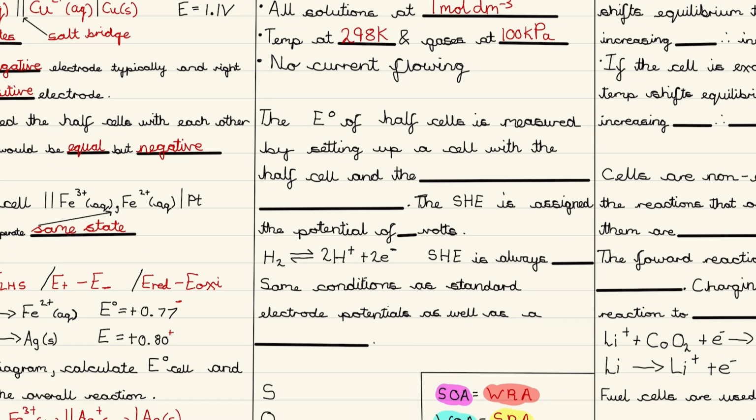Now the electrode potential of the half cells is measured by setting up a cell with the half cell and the standard hydrogen electrode. The standard hydrogen electrode is assigned a potential of 0 volts. This is the reaction that occurs at the standard hydrogen electrode, and it's always on the left hand side. The standard hydrogen electrode has the same conditions as the standard electrode potentials, as well as the platinum electrode.